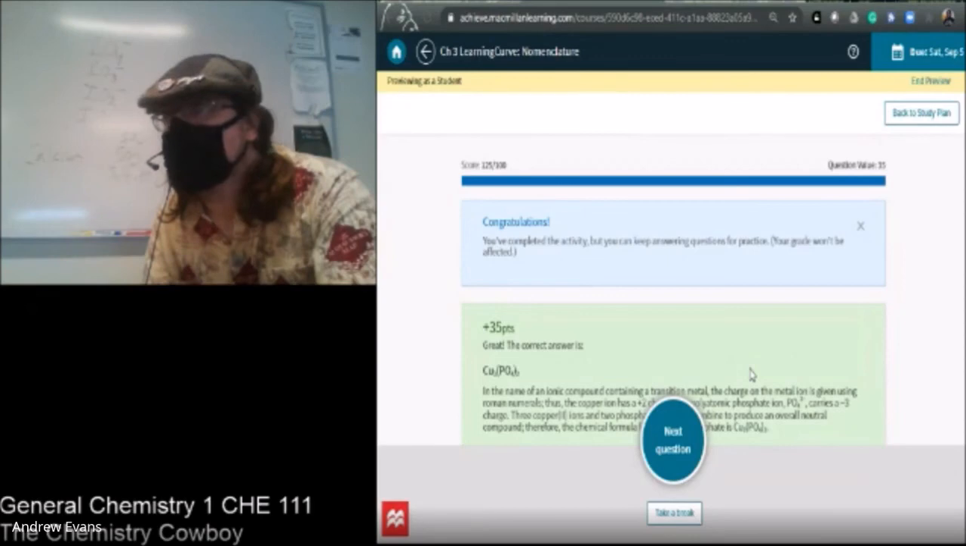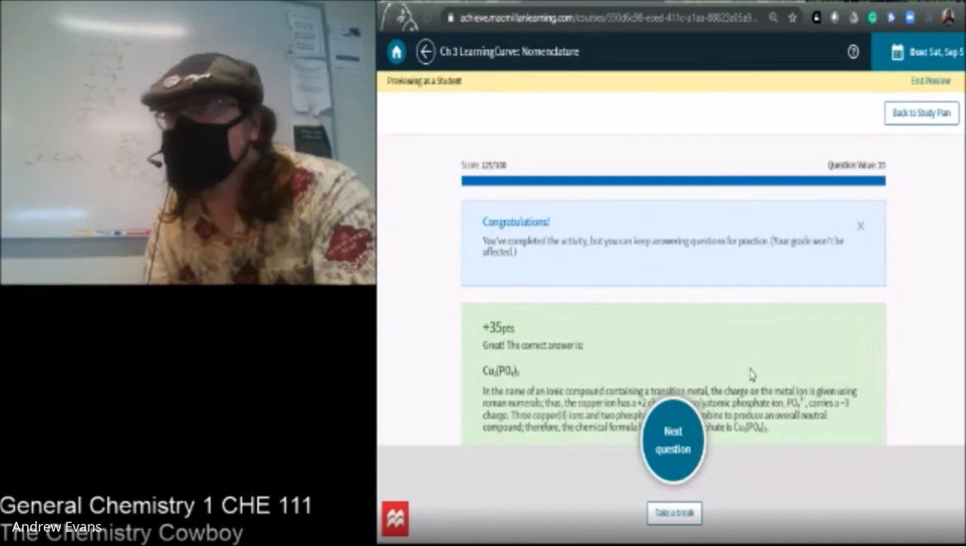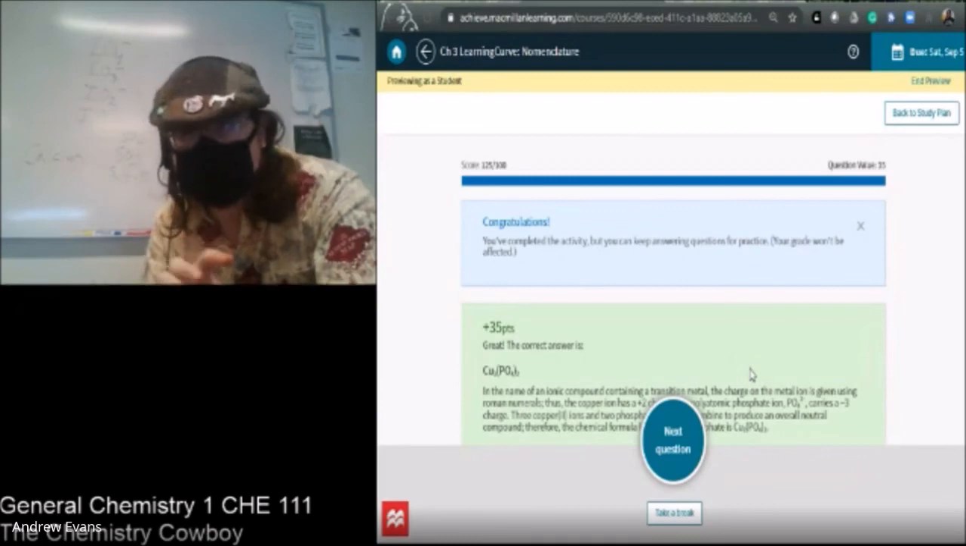Because perchlorate is identical to perbromate, is identical to periodate. Sulfate, if you recognize sulfate, you can get sulfite. If you recognize phosphate, you could get phosphite. If you recognize nitrate, you can get nitrite. Because you go, that's not quite the same as nitrate. It's 1 less.